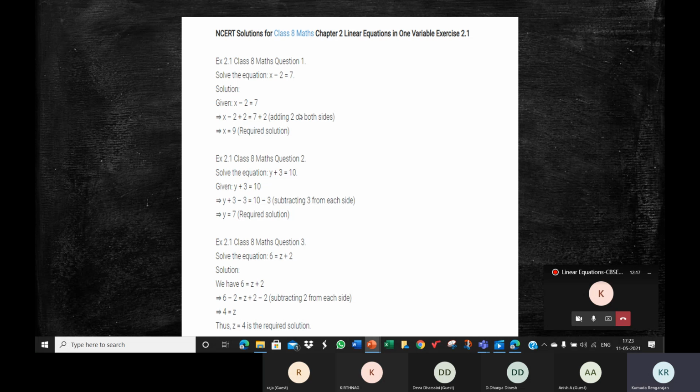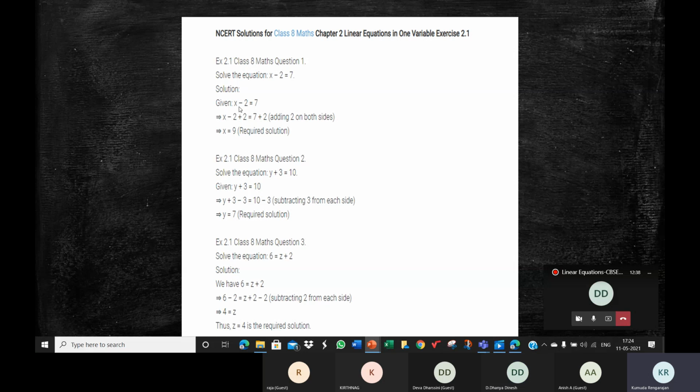Now that you know how to solve, you know you have to transpose minus 2. So x is equal to 7. Minus 2 on the other side becomes plus 2. So x is equal to 9. Correct? Yes, ma'am. See the procedure.